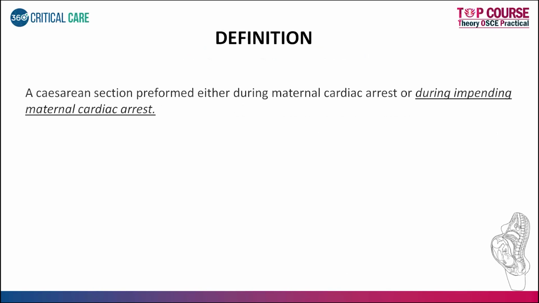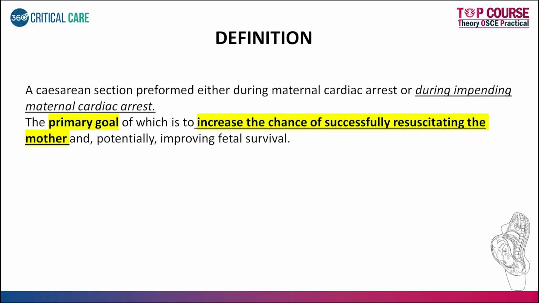ROSC, then at the end of the fifth minute is when they're telling you to deliver the baby. A cesarean section performed during maternal cardiac arrest or during impending maternal cardiac arrest. The primary goal of perimortem CS is to increase the chance of survival for the mother, and potentially it might improve fetal survival. But again, the primary aim of this procedure is maternal mortality reduction.